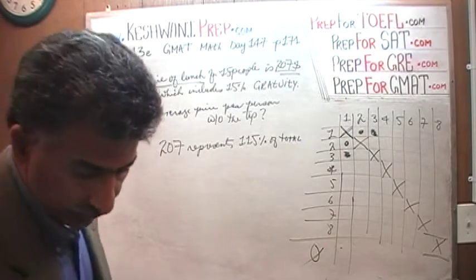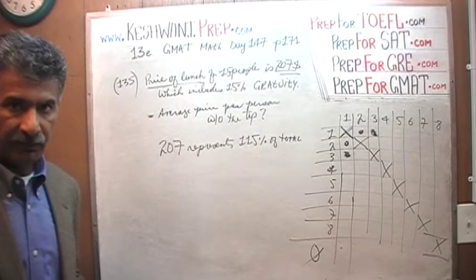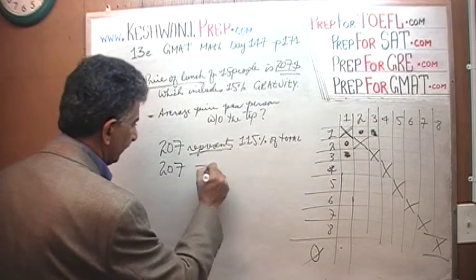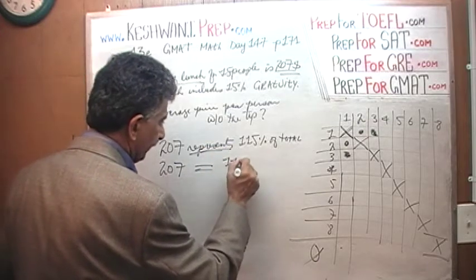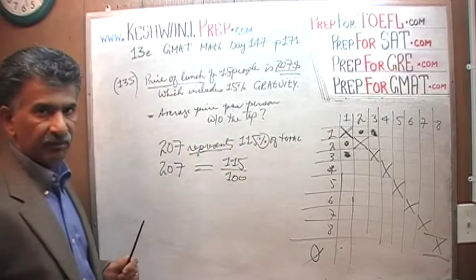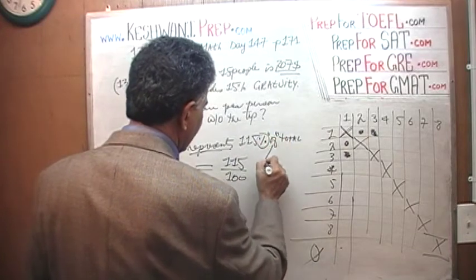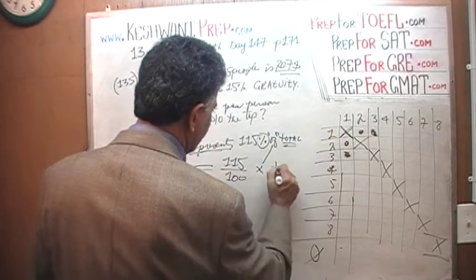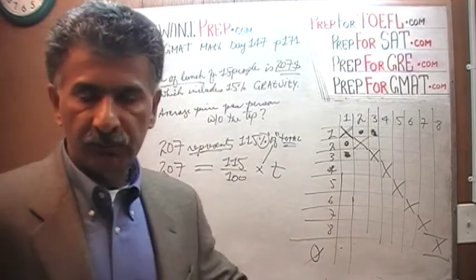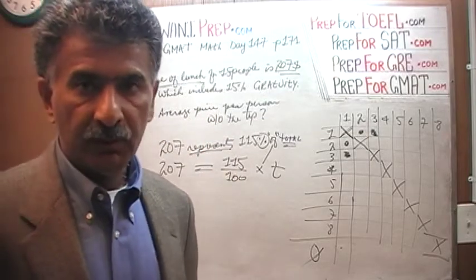Now how do we write this English sentence as a mathematical equation? It's very simple. 207 represents means equals. 115 percent means 115 over 100. That's what percent means, per 100. Of means times. And the total, let's call it T. Now all we have to do is solve for T. Once we have the total amount, we simply divide it by the number of people, 15, and we'll have our price per person without the tip.